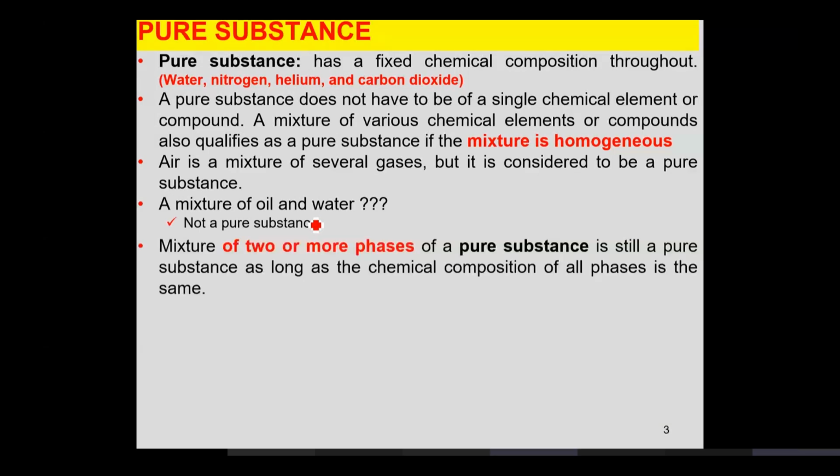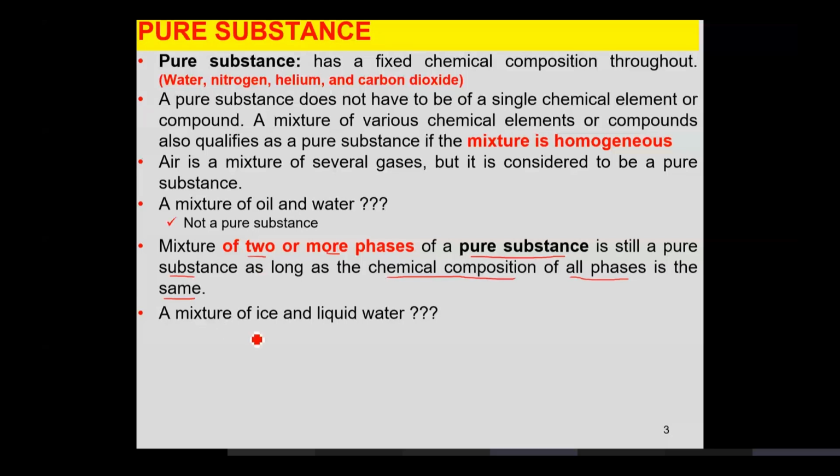Moving on, it says mixture of two or more phases. Now we have two or more phases of a pure substance is still a pure substance as long as the chemical composition of all the phases is same. Let's say you have ice and water, a mixture of ice and liquid water. Is it a pure substance? Yes, sir.